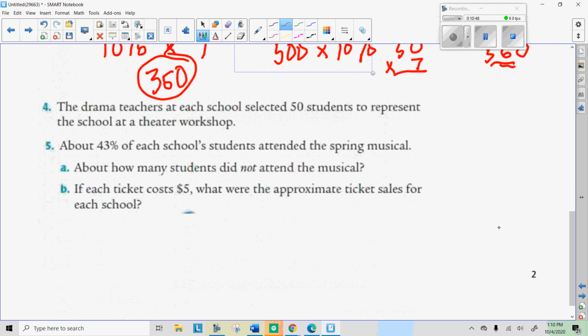Okay, I'm going to let you try that 10% strategy. Let's cross out number 4. The problem isn't finished, but we want about 43%. 43% is really close to 40. So do the 10% strategy. Now this says, and this is kind of tricky, but a lot of questions are like, how many did not attend the musical? If about 43% attended, which is about 40%, then about 60% did not attend.